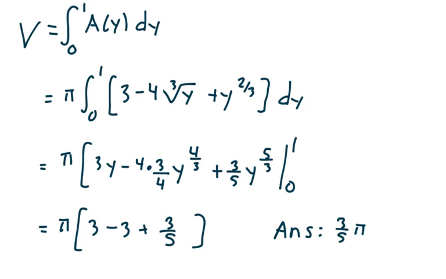And then I'm in business. The volume is the integral from 0 to 1 of A of y dy, which is pi times the integral from 0 to 1 of 3 minus 4 cube root of y plus y to the 2/3, which is pi times the quantity 3y minus 4 times 3/4 y to the 4/3 plus 3/5 y to the 5/3, evaluated from 0 to 1. And when I'm all done, I get 3/5 pi.